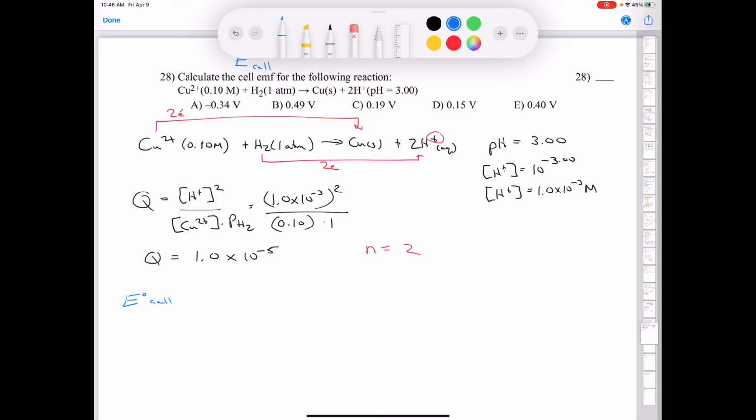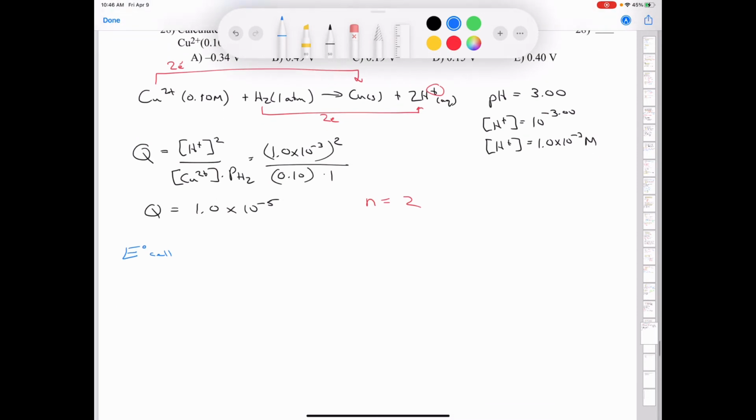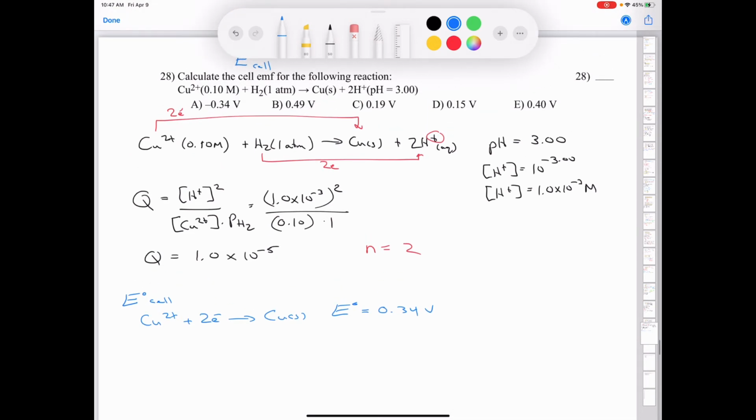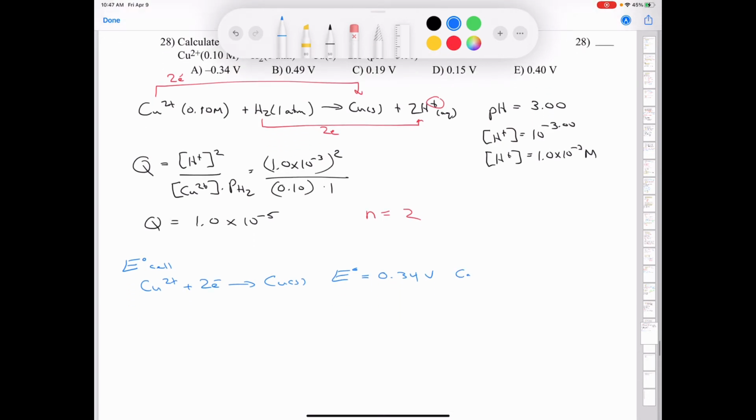Well, I know that the copper and the hydrogen, I can look up their standard reduction potentials. So I look up the copper 2 plus, so copper 2 plus plus 2 electrons produces copper in the solid phase. My standard reduction potential is 0.34 volts. Copper is also my cathode, and I can tell that because the copper is undergoing reduction. So this is my cathode.